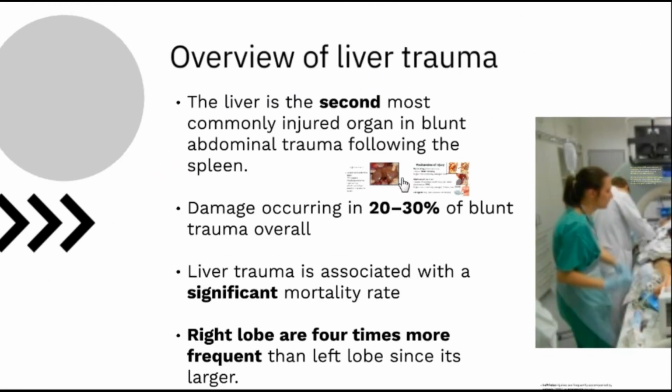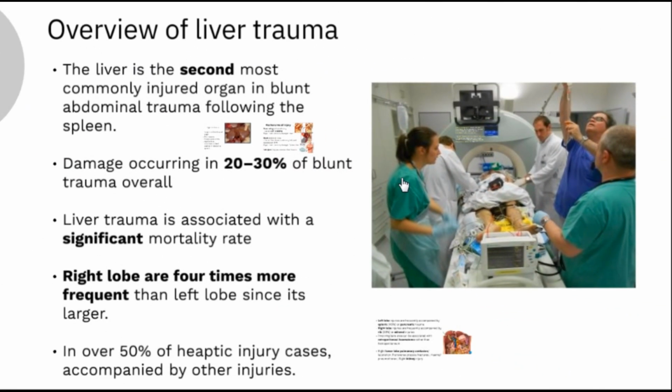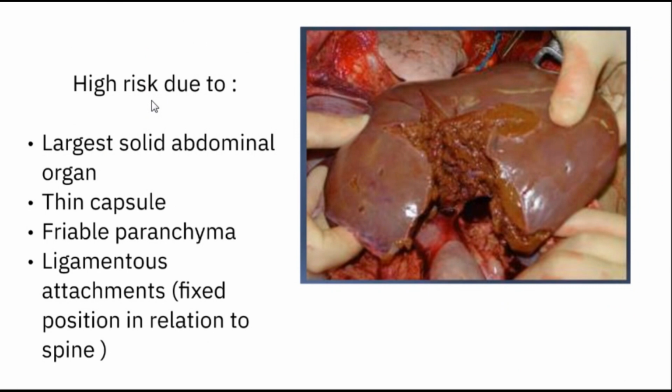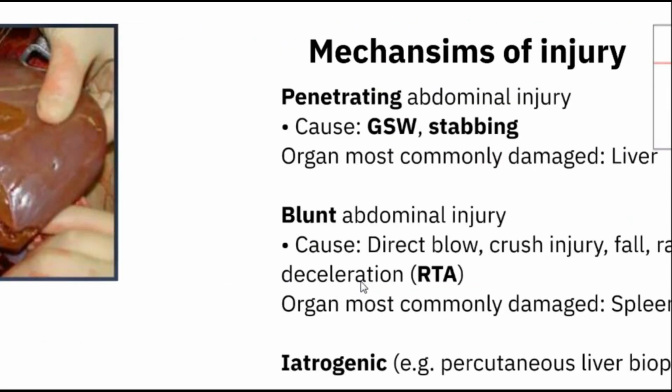So let's go to our subject about liver trauma. We know that of course the most common is the spleen, but second to that is the liver, the second most commonly injured organ. And if you ask why is that, well, first of all, it's the largest solid organ in the abdomen, so it's prone to injury, and also it has a thin capsule and friable parenchyma. Of course, it's fixed in position by the aid of the ligaments, so that all increases the likelihood of getting injured.